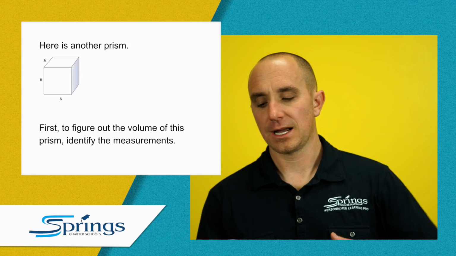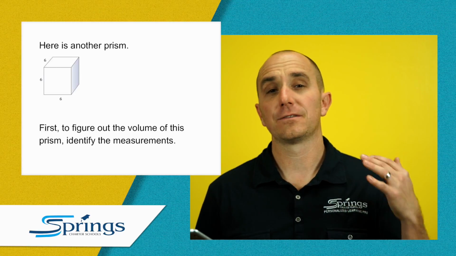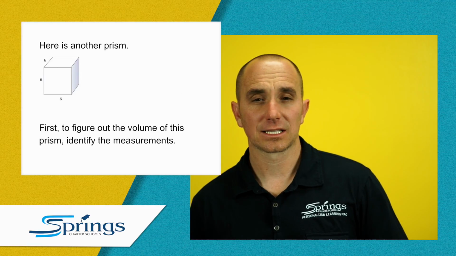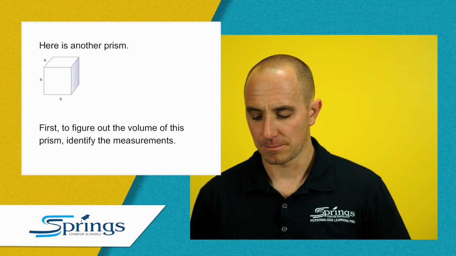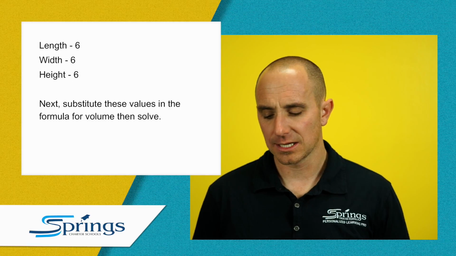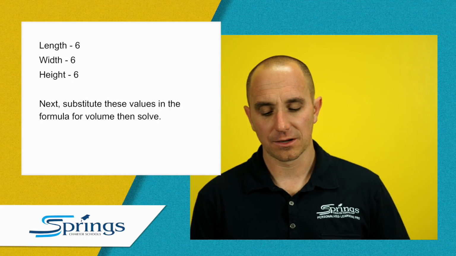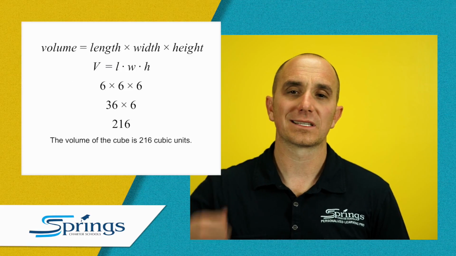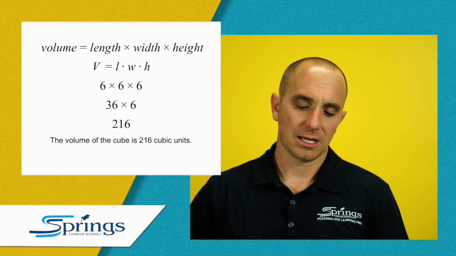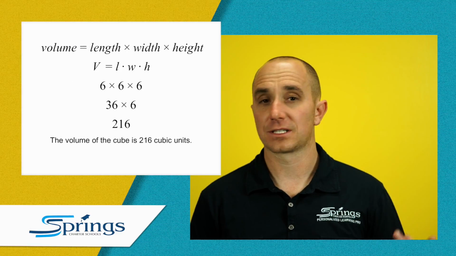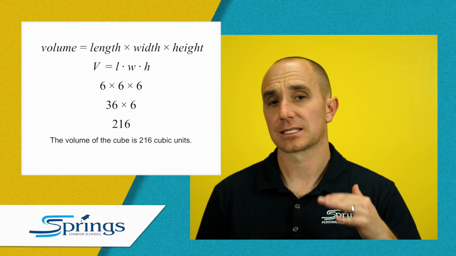Now, here's another prism. First, we have to identify the volume. To identify the volume, we have to identify the measurements. So we have a length of 6, a width of 6, and a height of 6. Makes it fairly simple. Next we substitute these values in the formula for volume and then we solve. Our formula for volume is, as I said a moment ago, volume equals length times width times height. So we substitute those values in, 6 times 6 times 6.